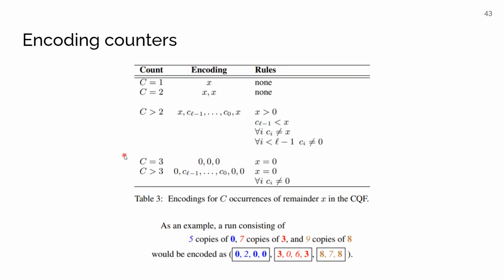For count equals 3, we store 3 copies of 0. And for count greater than 3, we store 0 followed by the encoded count followed by 2 zeros. And again, since we know this count is greater than 3, we store c minus 3 instead of c. For example, 5 copies of 0 are stored as 0, 2, 0, 0, where the first 0 is the remainder, the last 2 zeros are the escape sequence, and the value in between is c minus 3, which is 5 minus 3, 2. 7 copies of 3 are stored as 3, 0, 6, 3, where the encoded counter 7 minus 2 is stored as 0, 6. Finally, 9 copies of 8 are stored as 8, 7, 8.